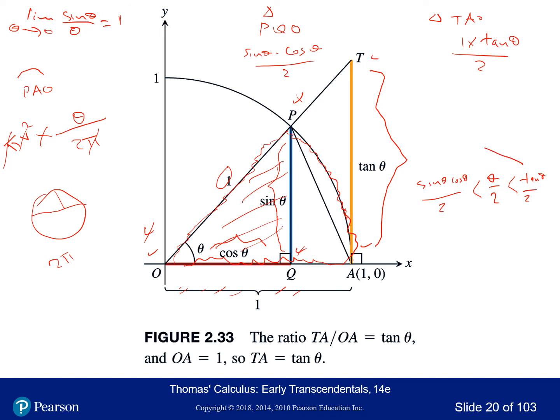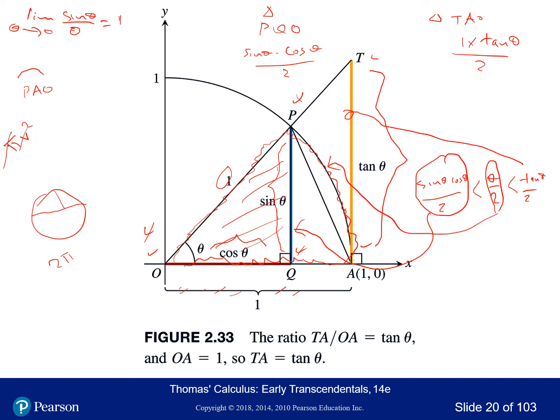This is the area of the bigger triangle, and this is the area of the sector, and this is the area of the smaller triangle, this one. Now let's go ahead and do the math and come up with a proof for the point that we just talked about, which is the limit of sine theta over theta as theta goes to 0.